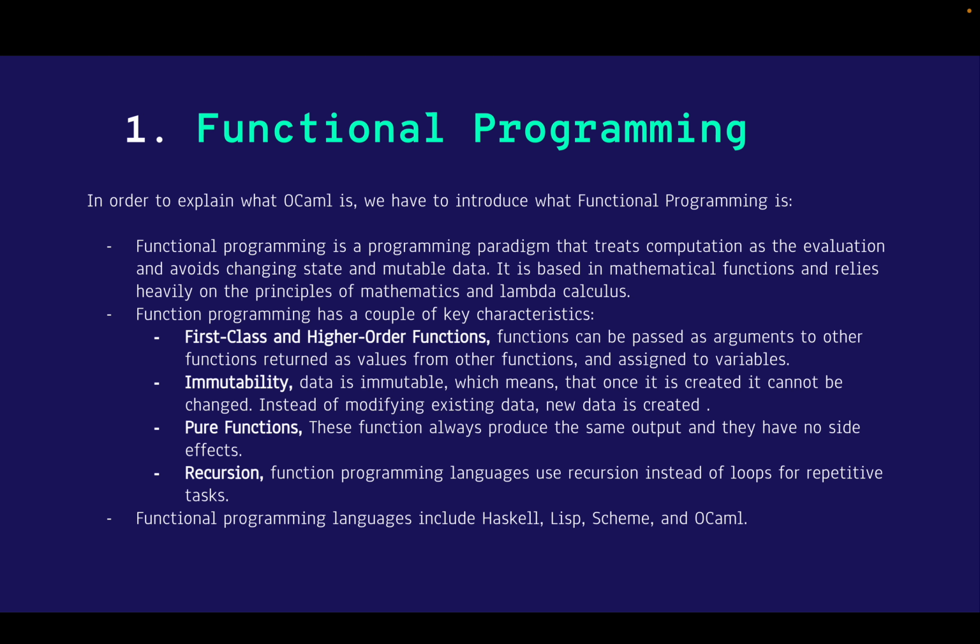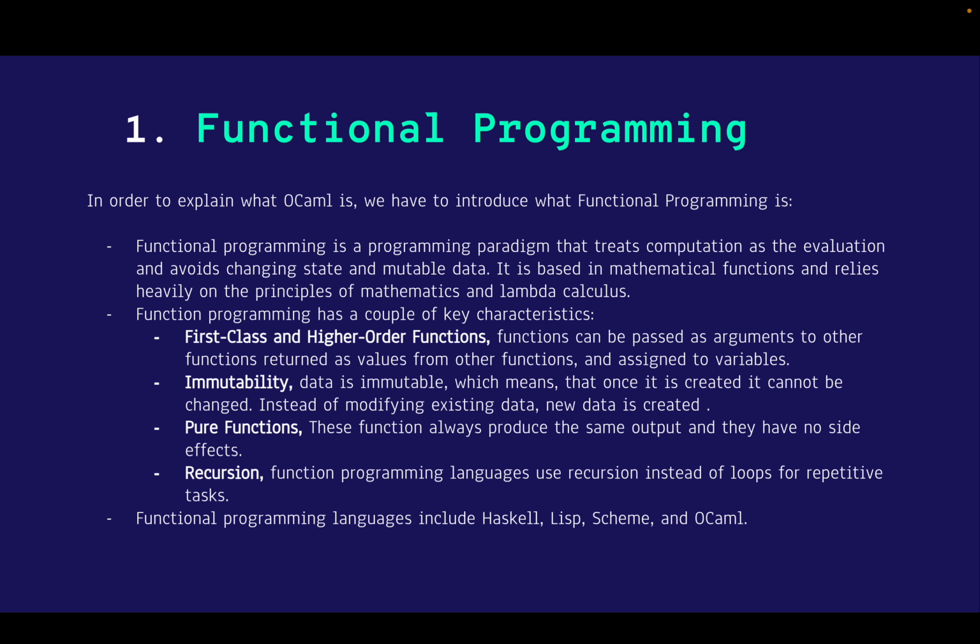Functional programming is a programming paradigm that treats computation as evaluation and avoids changing state and mutable data. It is based on mathematical functions and relies heavily on the principles of mathematics and lambda calculus. Functional programming has a couple of key characteristics, and a few of them signaled in this slide are first class and higher order functions, immutability, pure functions, and recursion.